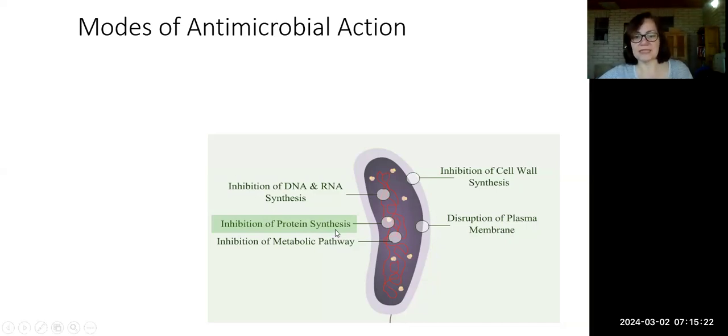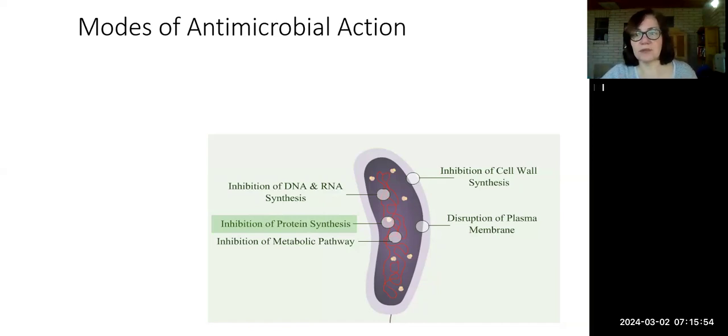Inhibition of protein synthesis, that's a tricky one because we synthesize our own proteins, right, using our ribosomes. But remember, bacteria have ribosomes that are a little bit different from ours, so that might be a good target. And then finally, inhibition of DNA and RNA synthesis. And once again, we use the same DNA, same RNA. So what we have to target is something like the enzymes involved, which are maybe slightly different from each other. And then those can be a target.